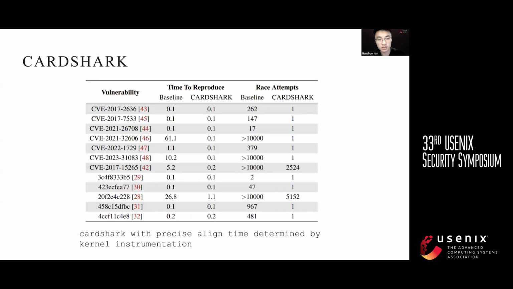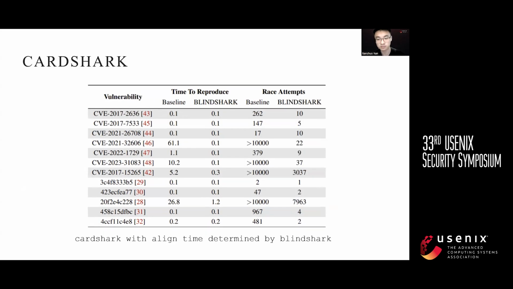To evaluate the effectiveness of CARDSHARK, we collected 12 real-world concurrency bugs. We compared the average number of attempts and the time required to trigger each bug using CARDSHARK versus a brute force approach. As shown in the table, CARDSHARK can significantly improve the triggerability. And notably, CARDSHARK was even able to trigger 10 bugs with exactly one single attempt. And this was possible using the align time from kernel instrumentation.